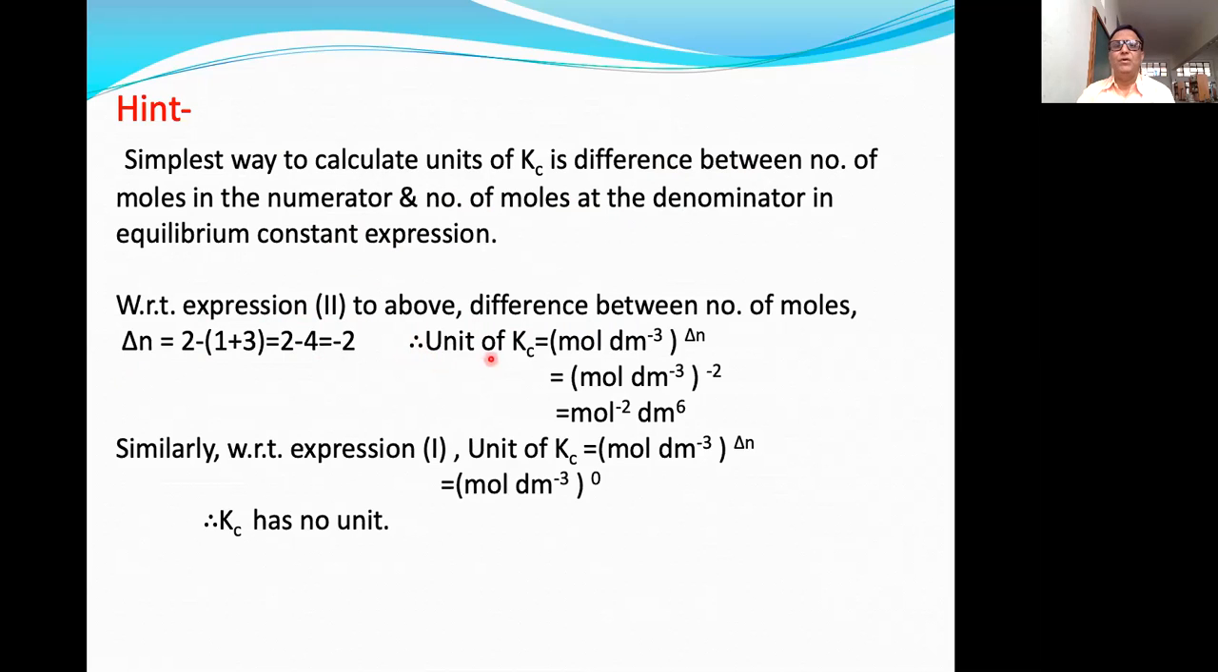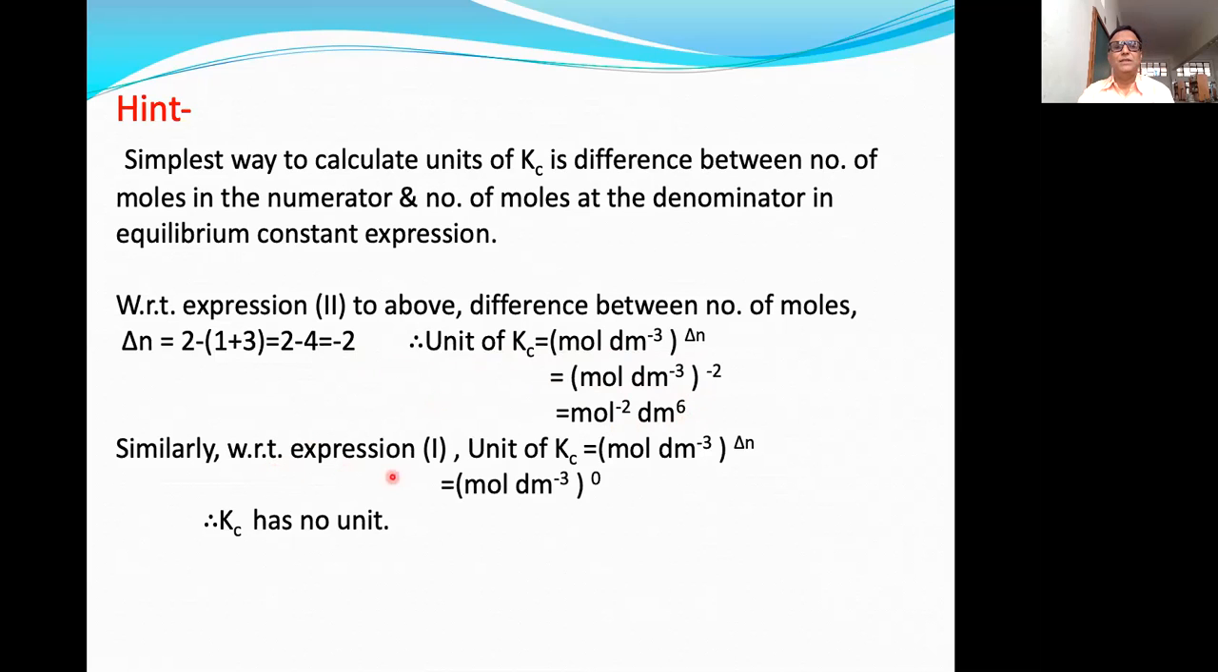Therefore, unit for Kc will be equal to, in bracket, mole per dm cube raised to delta n. And what is delta n? It is nothing but minus 2. So unit for Kc will be equal to, in bracket, mole per dm cube raised to minus 2. That is mole raised to minus 2 dm raised to 6.